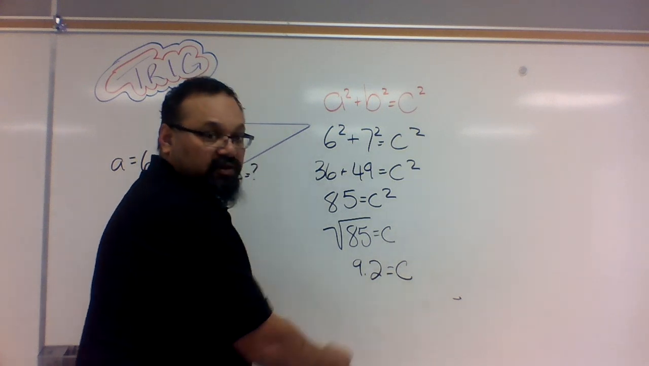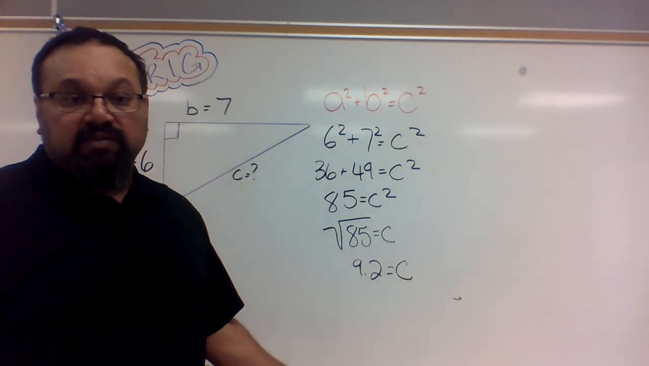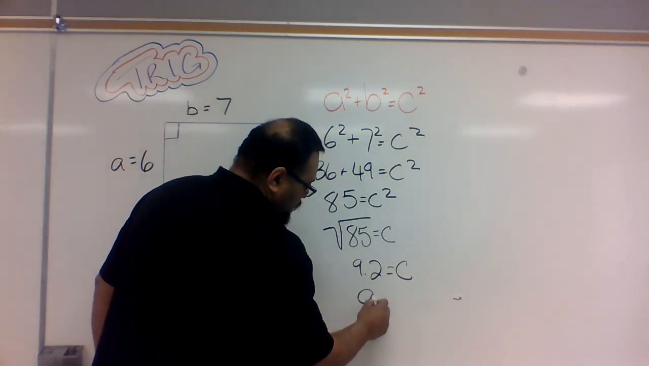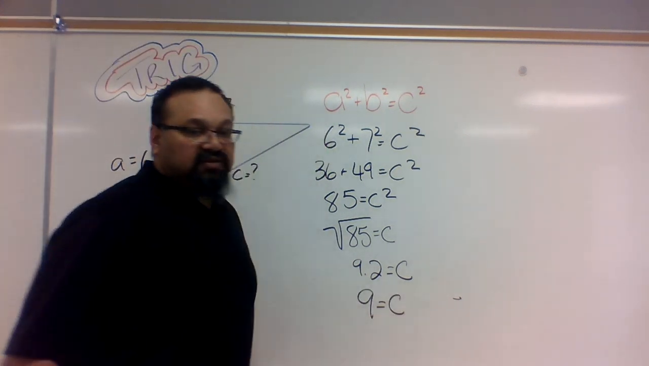There is a decimal here. It's below the rounding requirement. So I would just write it for you that C equals 9.